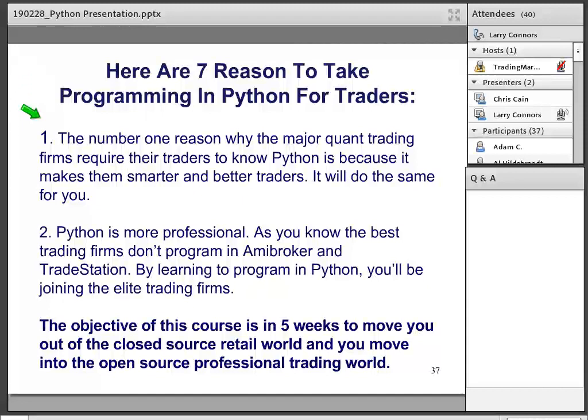So here are the 7 reasons to take programming in Python for traders. Number 1 reason why the major quant trading firms require traders to know Python is because it makes them smarter. And obviously, they feel it makes them better traders. And it will do the same for you. Number 2, Python is obviously more professional. As you know, the best trading firms in the world, they don't program in Amibroker. They don't program in TradeStation. They program in Python. And by learning to program in Python, you'll be joining the elite trading firms. The objective of this course is in 5 weeks to move you out of the closed source retail world and into the open source professional trading world.